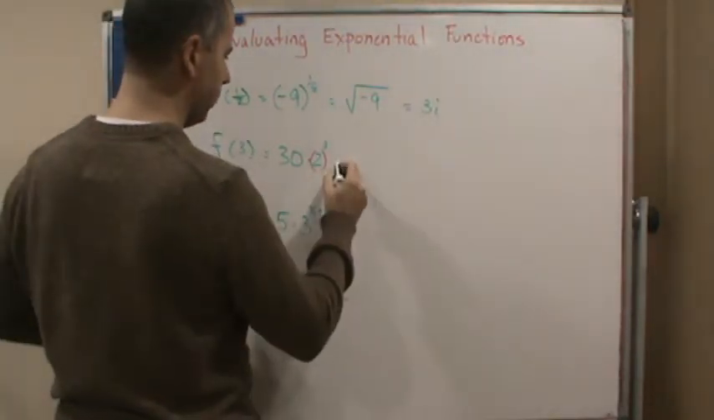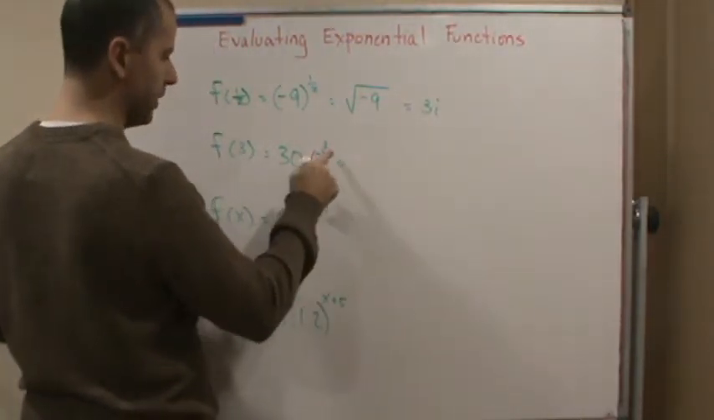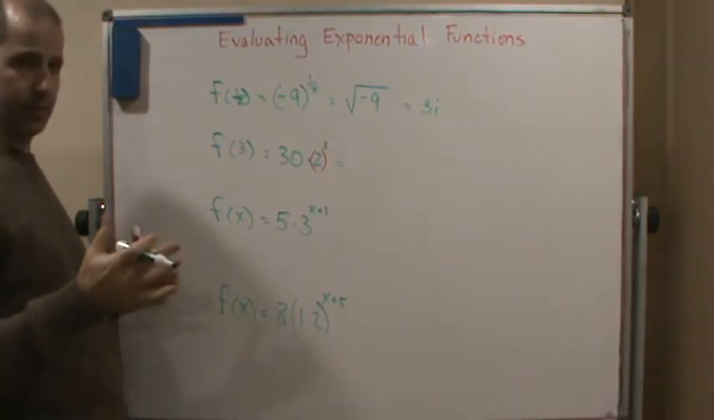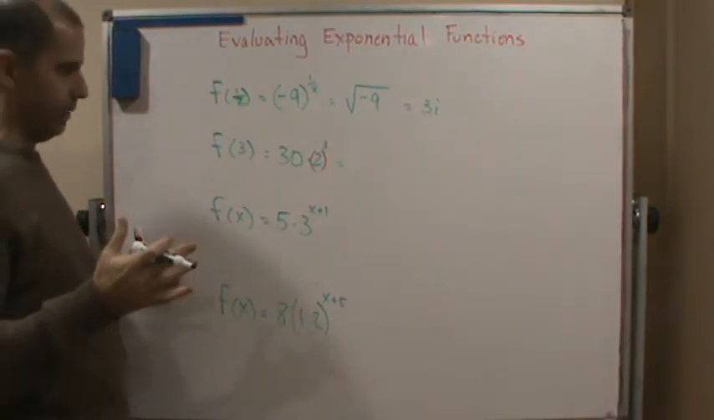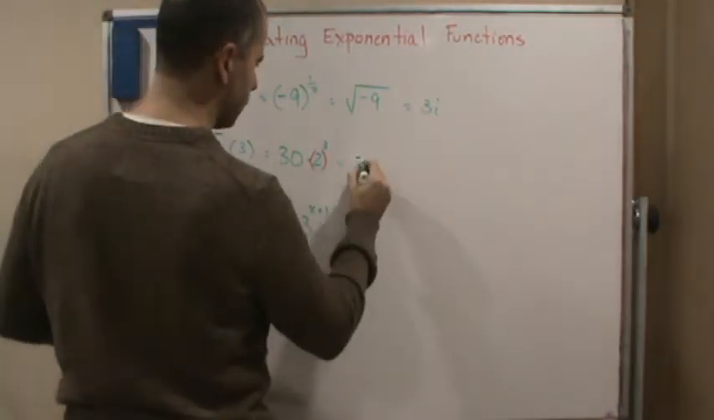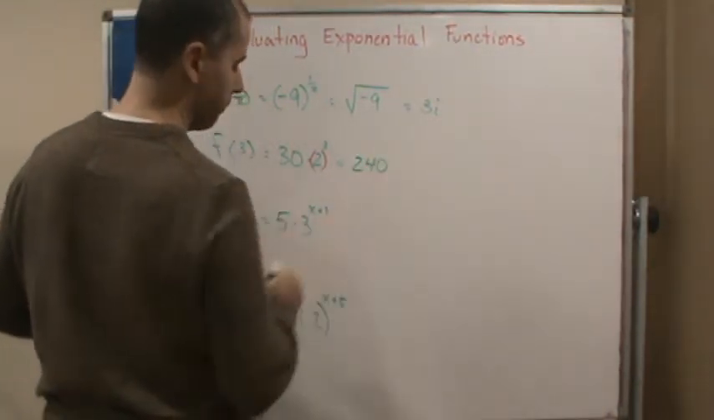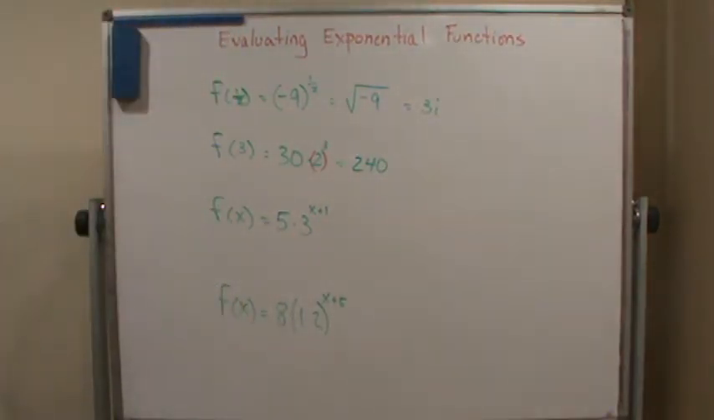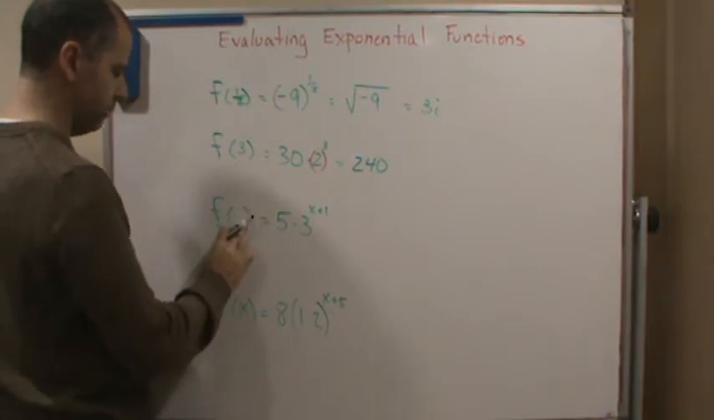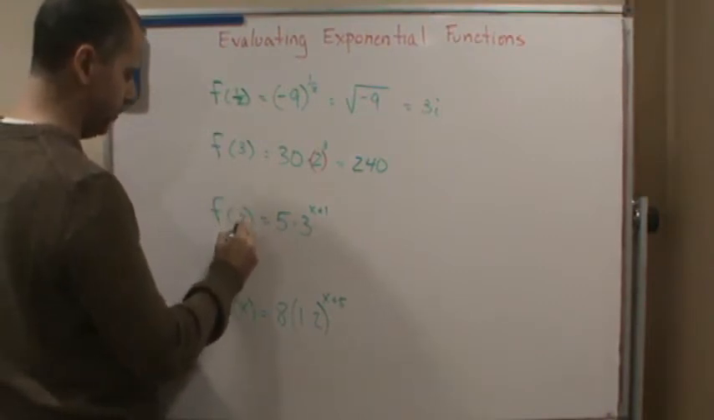Okay, if you multiply these two first and then cube it, you're going to get a larger number, like 216,000, which is wrong. But in this case, it's 240. Okay, now, what about this one? What if we plug in 2 here? Let's evaluate this one at 2.